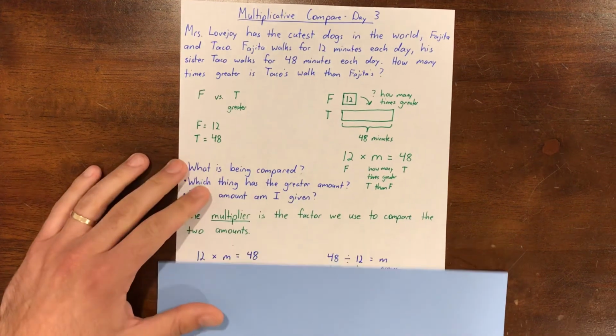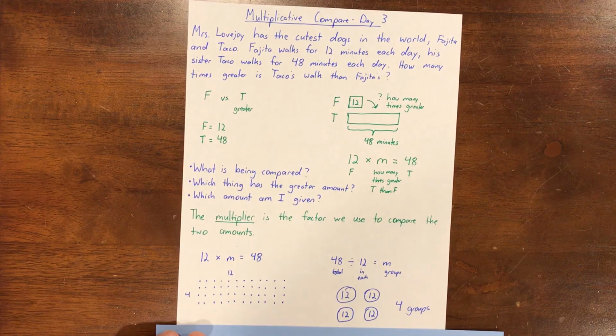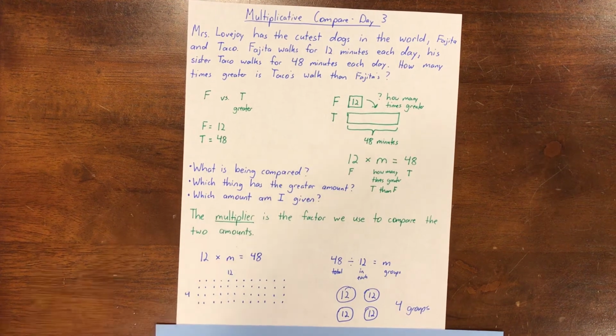So I included examples of a couple of those ways in the visual anchor. I did an array here. I put 12 in each row. I found it takes 4 rows to get to 48. And then here, I show what it would look like to have a total of 48 and make groups of 12, or put 12 in each group. You have to get 4 groups to get to 48. I bet you can come up with even more efficient ways to solve that problem.